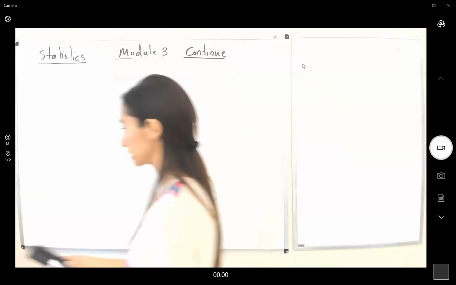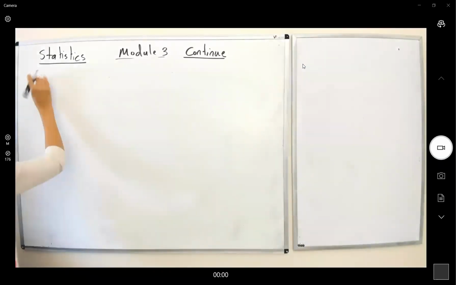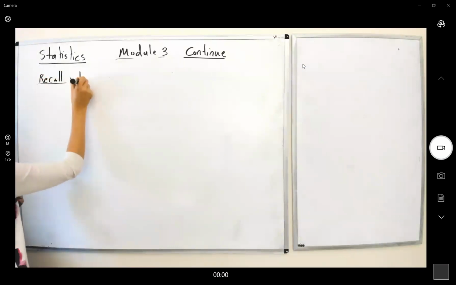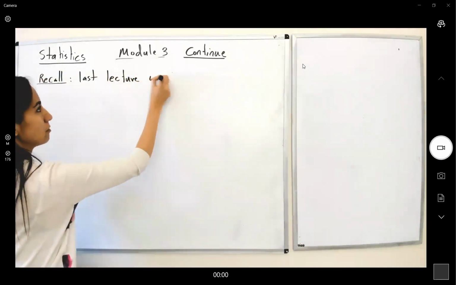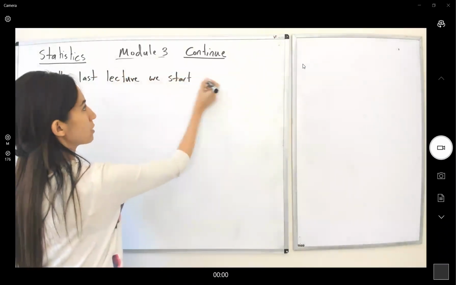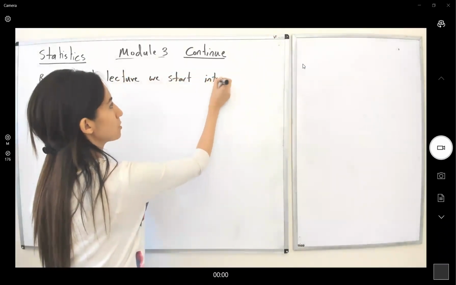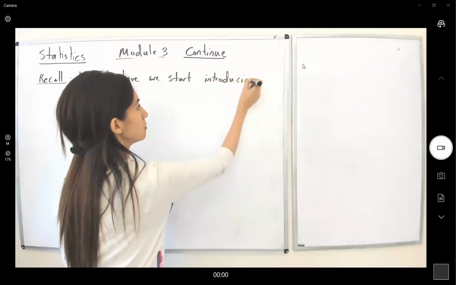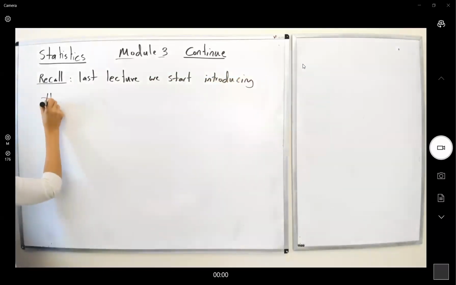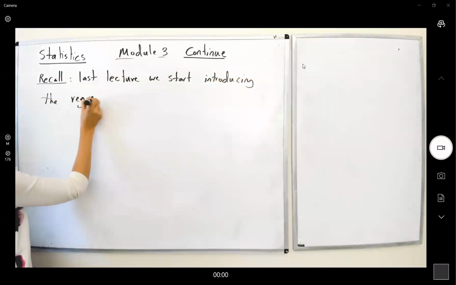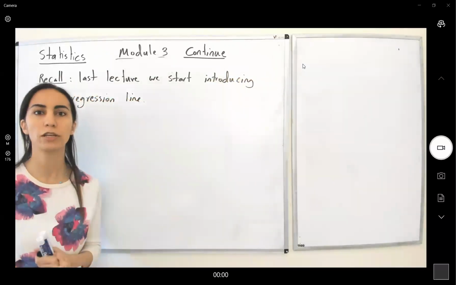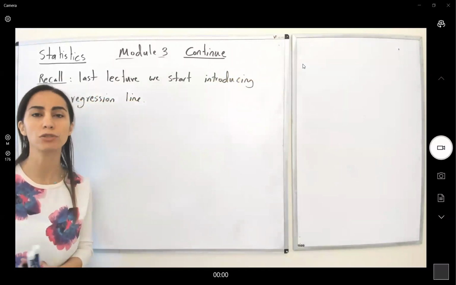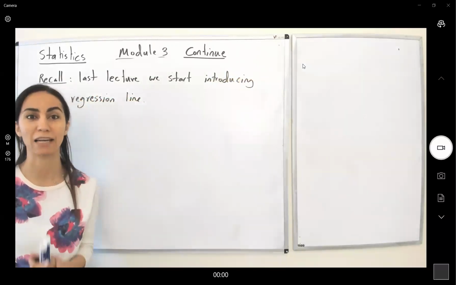So recall last lecture, we started introducing the regression line. A regression line is a line passing through the points when you have a scatter plot.